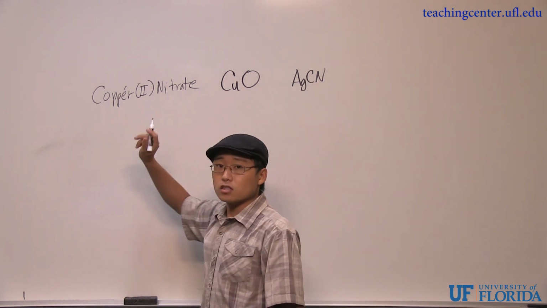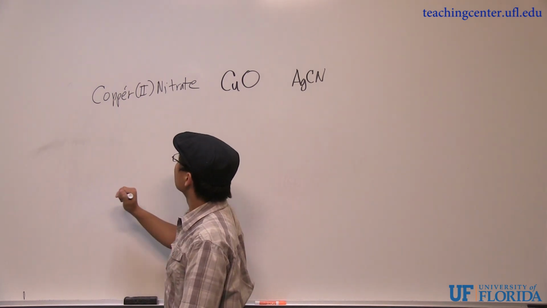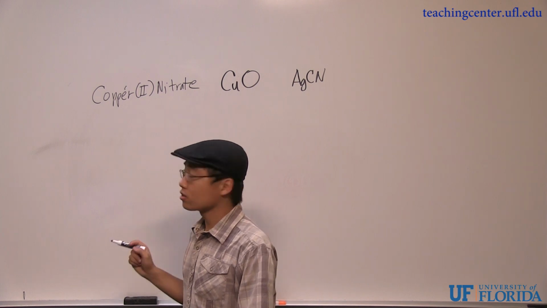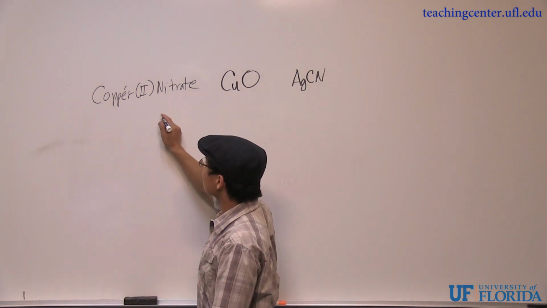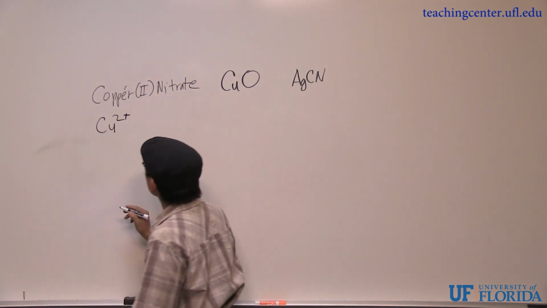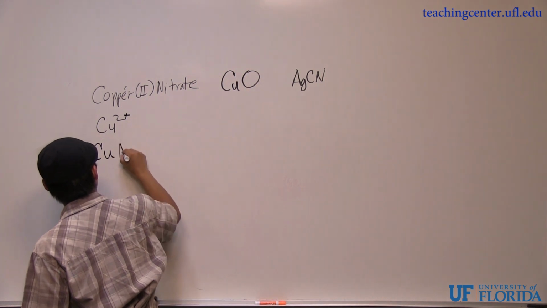Copper(II) nitrate. So remember, guys, earlier I told you Roman numerals represent charge. The Roman numeral represents the charge of the transition metals, like iron. So copper(II) nitrate means we have a Cu2+. And we know that copper(II) nitrate looks something like this.